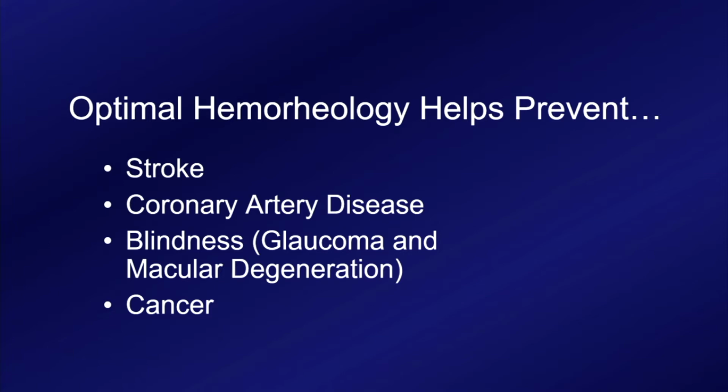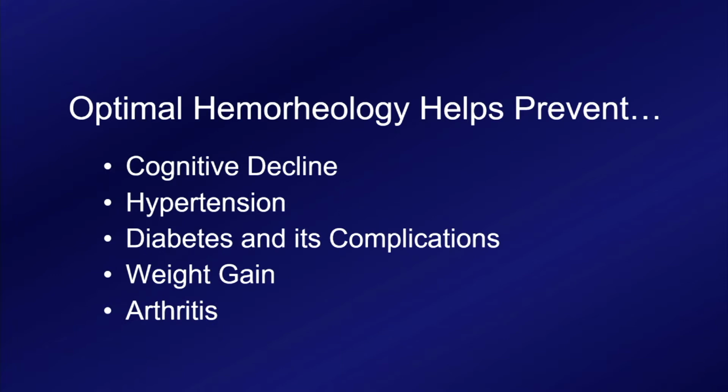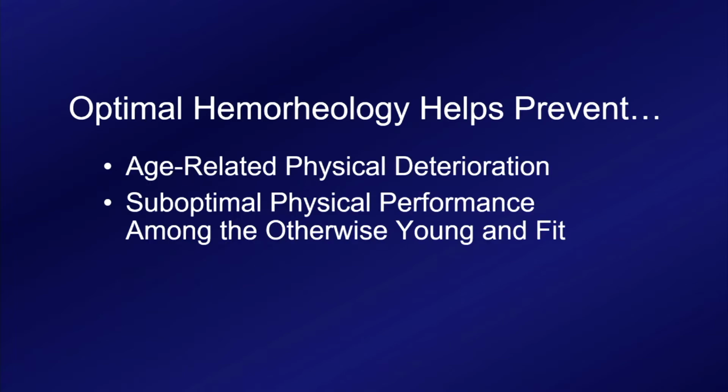You could say, well, stroke, sure, that's related to circulation. Coronary artery disease, sure. But what about blindness? What about cancer? Cognitive decline? All of these things can be prevented by improving hemorheology. Complications of diabetes, weight gain, arthritis, age-related physical deterioration, and even suboptimal physical performance among the young and fit.